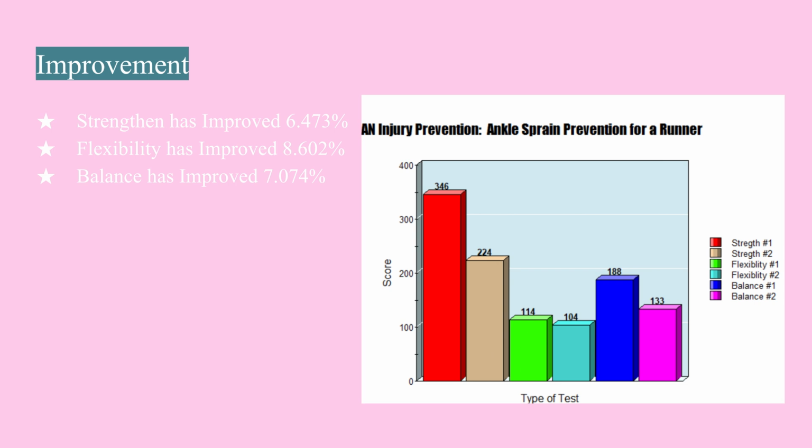Her strength improved 6.4%, her flexibility improved 8.6%, and her balance improved 7.07%. As you can see in this graph, when she started, her strength started off pretty low and really was able to rise. Same with all the other factors, especially her strength.